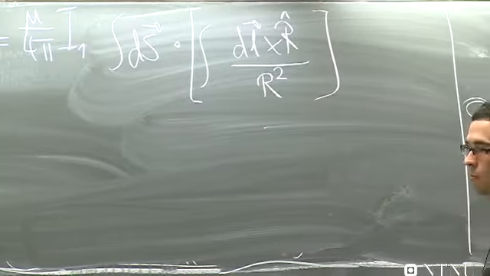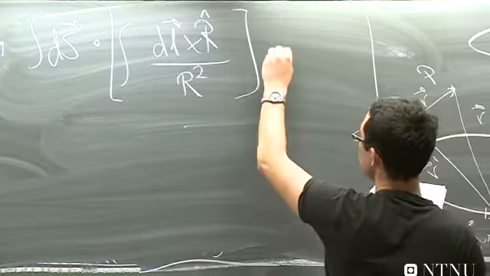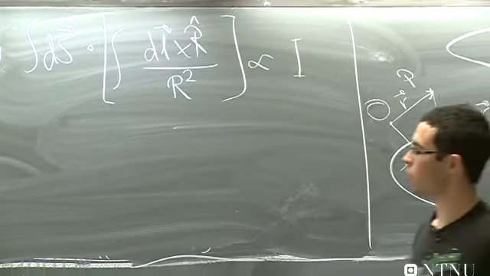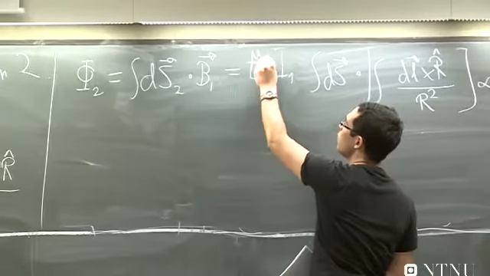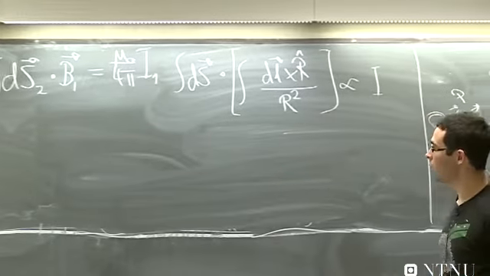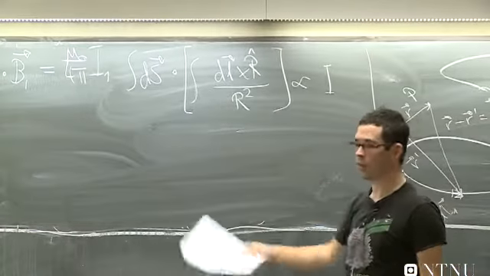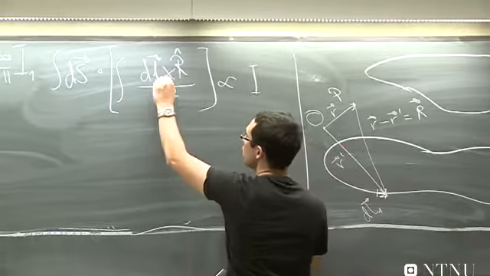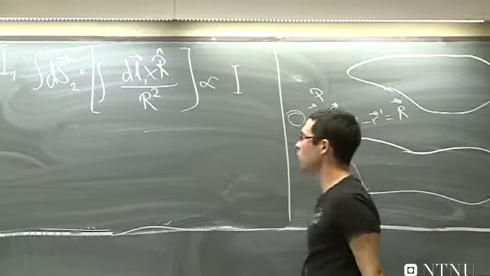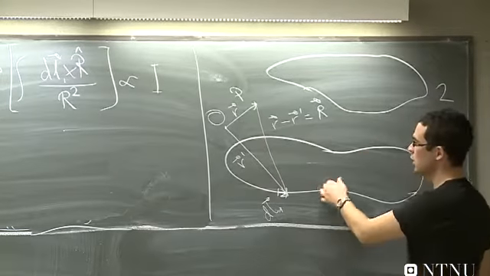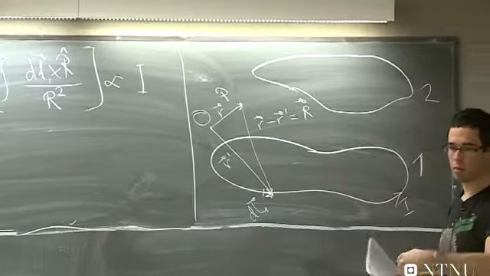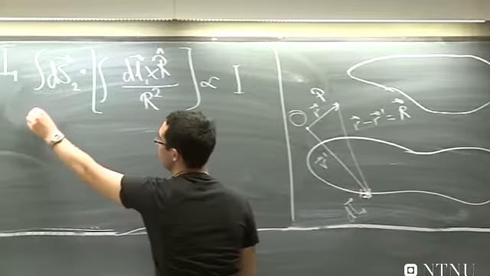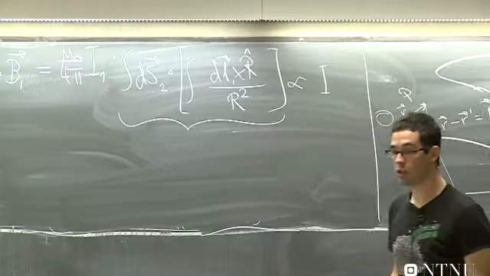And, well, when all is said and done, this is going to be proportional to I. And all the stuff that's not proportional to I is going to be either some sort of constant, like mu naught, and this geometrical factor. So depending on how I place my dl1 and ds2, this is basically the geometry of these two loops. So if I bend them or move them, then this geometrical factor is going to change.